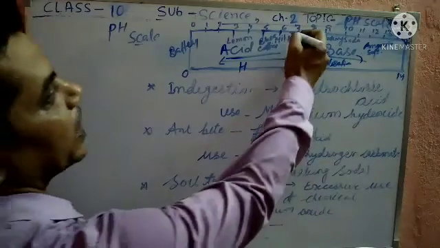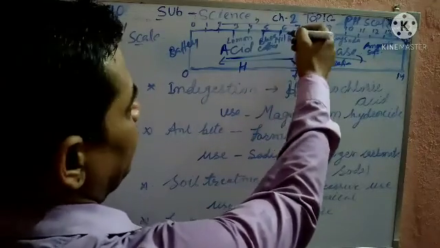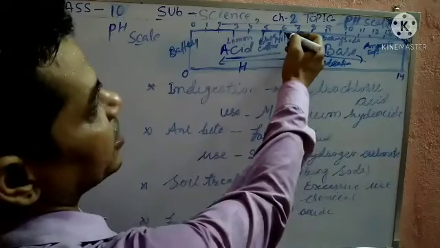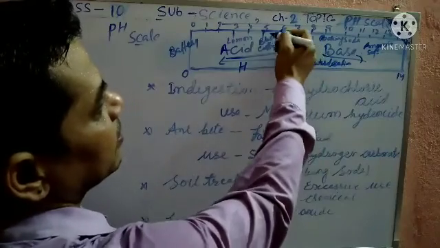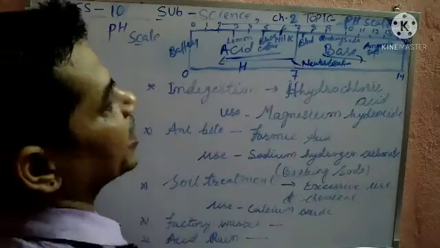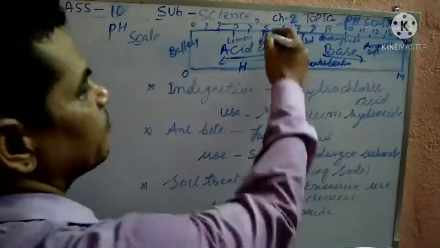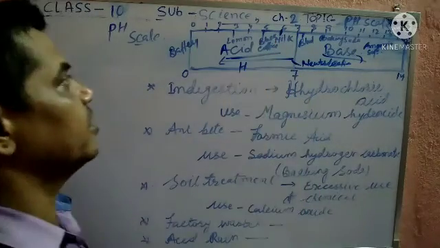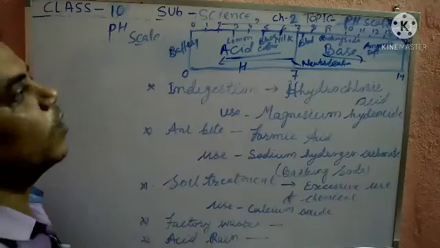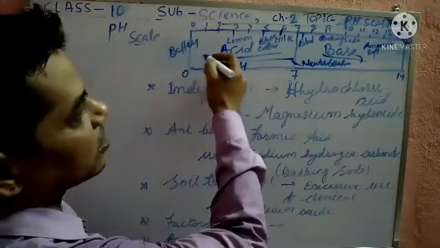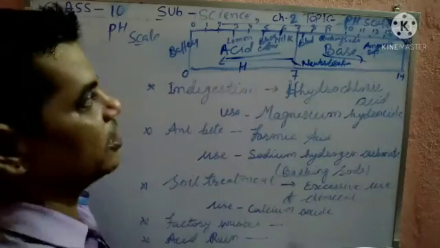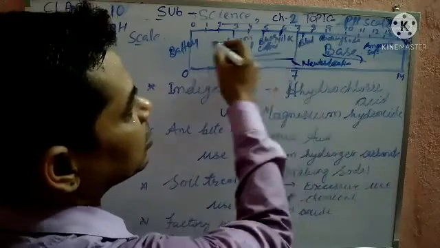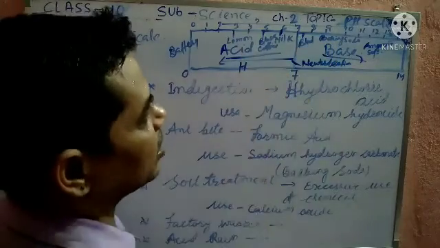Milk is of acidic nature, at about 6. Black coffee is acidic at about 5. Lemon is at 3. Battery acid is at 1. These substances are acidic in nature, and their pH value is below 7.